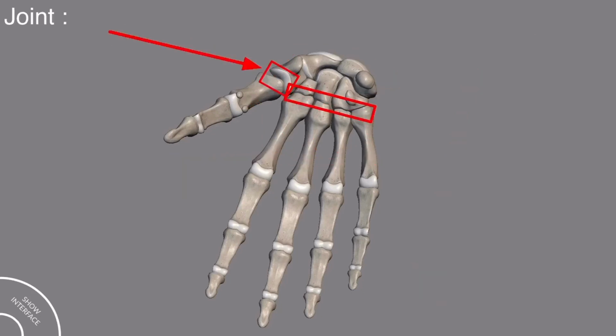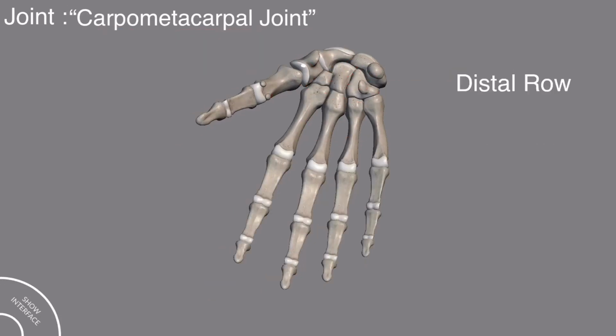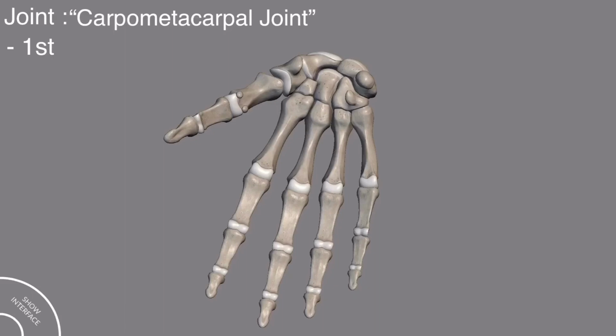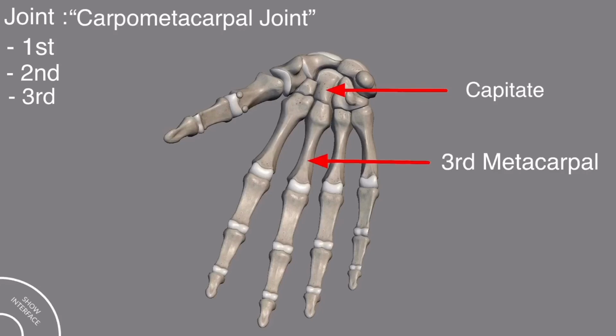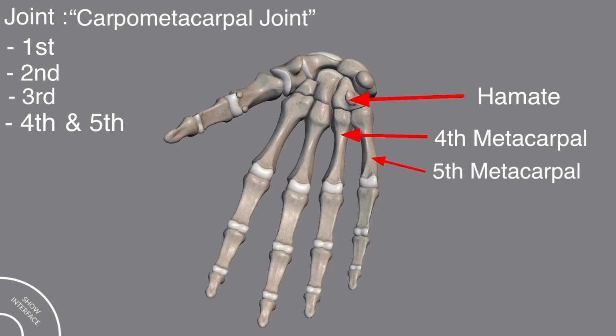The joint that is formed between the metacarpal and the carpal bone is called the carpometacarpal joint. The distal row of the carpal bones articulates with the metacarpal bones. The first carpometacarpal joint is between the trapezium and the first metacarpal. The second one is between the trapezoid and the second metacarpal. Third one is between the capitate and the third metacarpal. The fourth and the fifth carpometacarpal joint is between the hamate bone and the fourth and fifth metacarpal bones.